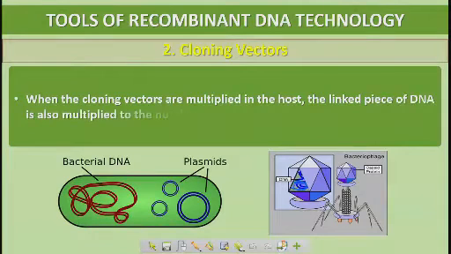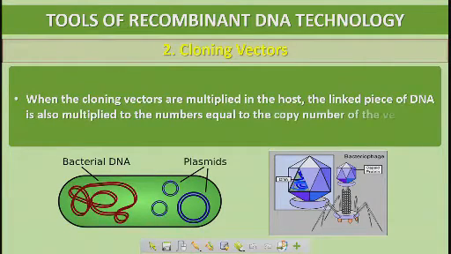When the cloning vectors are multiplied in the host, the linked piece of DNA is also multiplied to the numbers equal to the copy number of vectors.